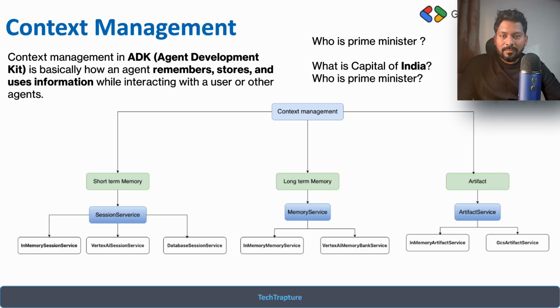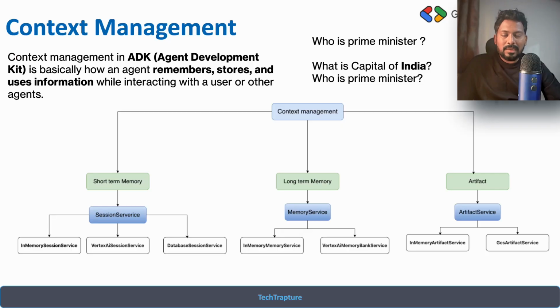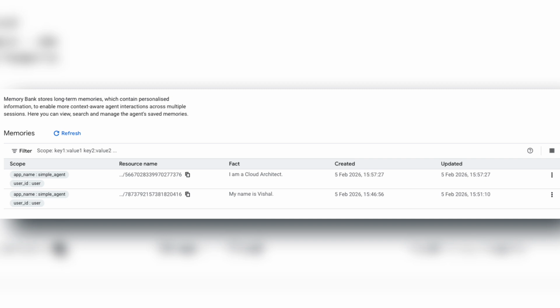So we'll take the example of Cloud SQL, where we will store our sessions in a MySQL instance of Cloud SQL, and we can access them even after the application restarts. The same for the memory service: we'll see a hands-on demo. We'll try to store our memory in memory as well as in the Vertex AI Memory Bank. So we'll see all the examples and hands-on demos.